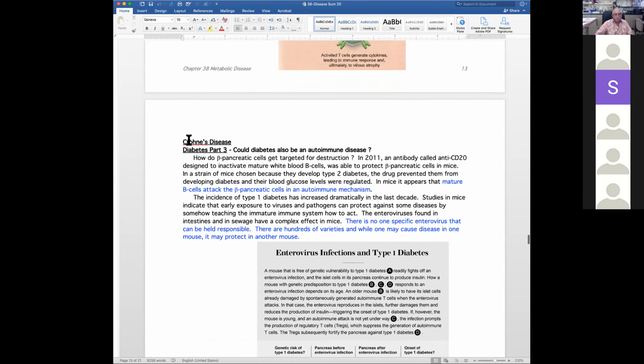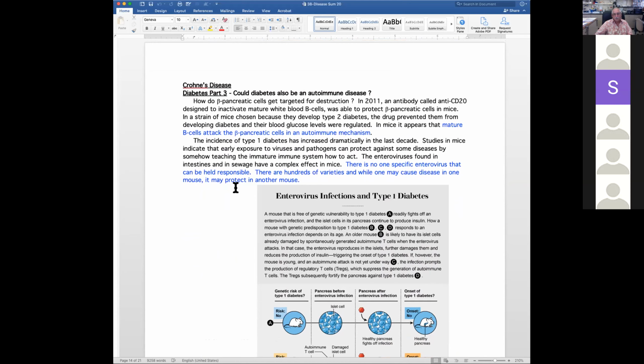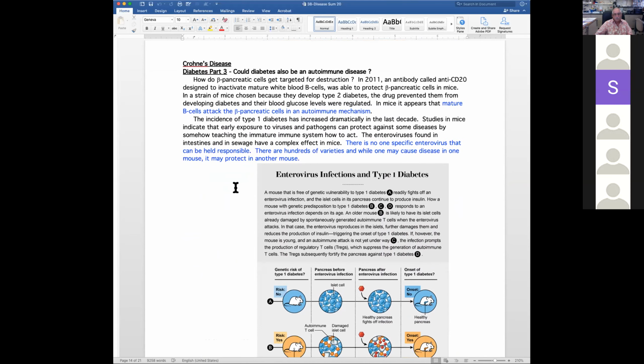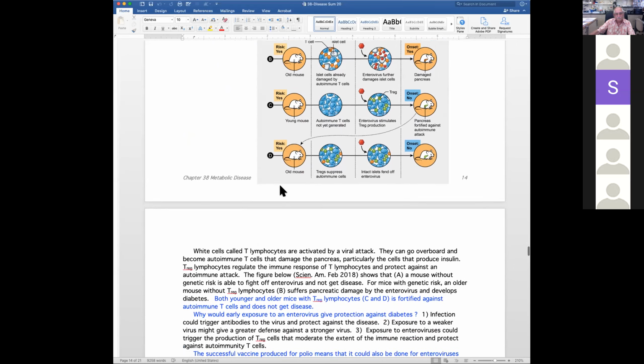I was going to put Crohn's disease and never got to it. And yes, diabetes could also be an autoimmune disease. And could it be also caused by a virus? Yeah. Something went wrong genetically. We know what viruses do now. That's a possibility.